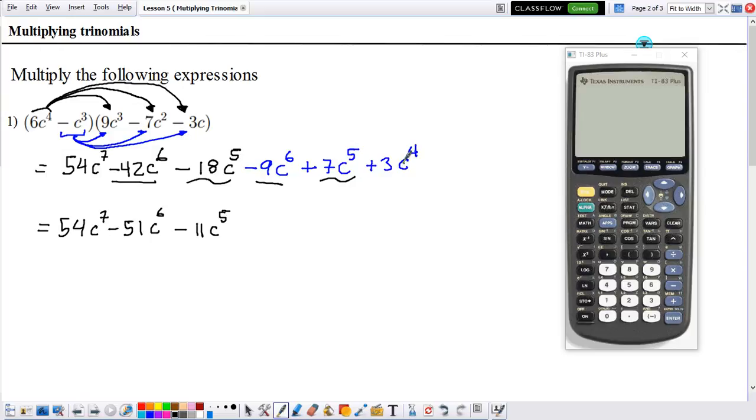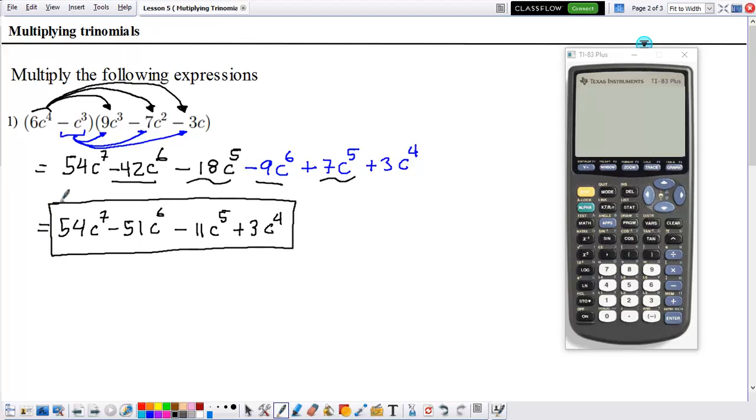c to the fourth. There's nothing to combine it with, so you've got to add it now. 3c to the fourth. And this is our final answer. Now, you know this is your final answer because if you look at the variables, every single one of them has a different exponent. So that says that there's nothing else that you can combine here.